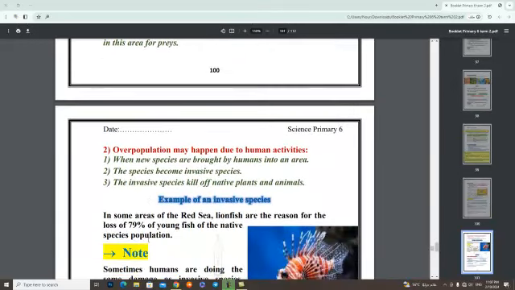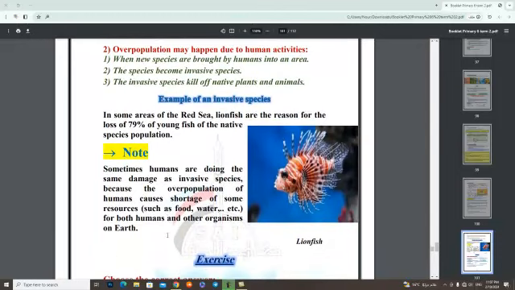Number 2, overpopulation may happen due to human activities. When new species are brought by humans into an area, the species become invasive species. The invasive species kill off native plants and animals. Example of an invasive species: in some areas of the Red Sea, lionfish are the reason for the loss of 79% of young fish of the native species population.